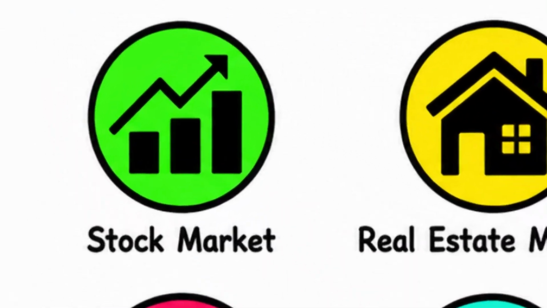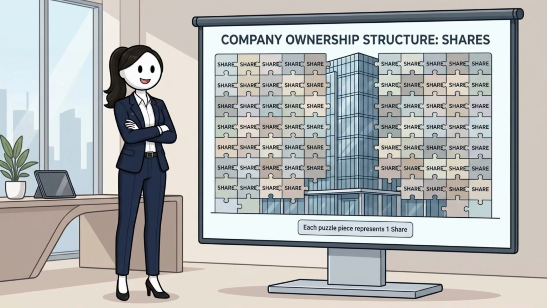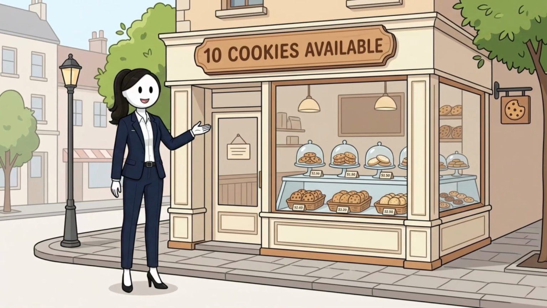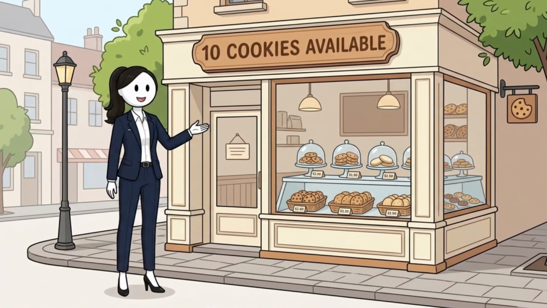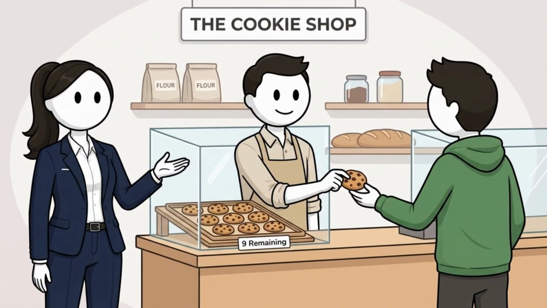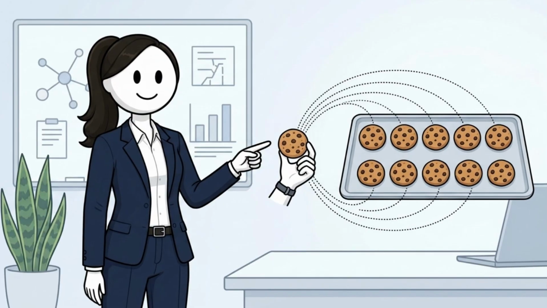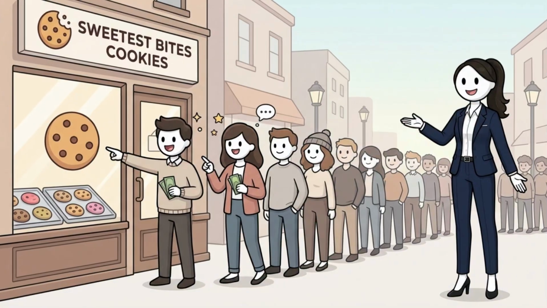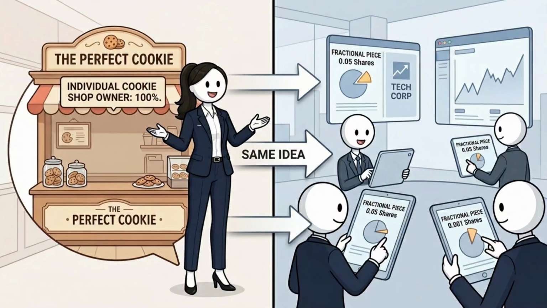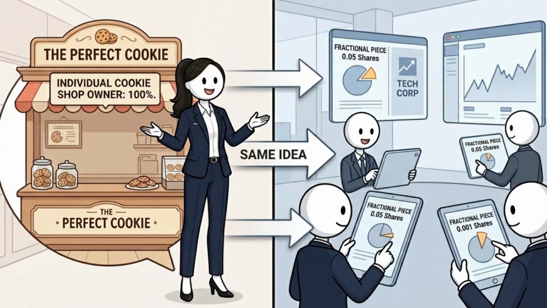The stock market. The stock market is a place where you can buy a tiny piece of a company. For example, imagine your friend has a cookie shop with 10 cookies. He gives you one cookie. Now you own a small part of all the cookies. If more people want the cookies, your cookie becomes more valuable. And that's what stock market is and how it works.